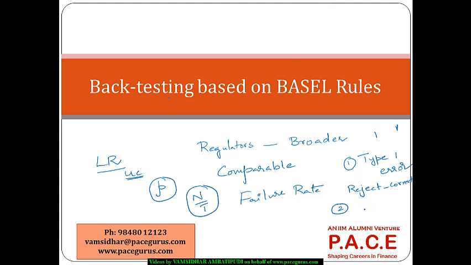But at the same time, there is a possibility of type 2 error, which is where I am passing, or not rejecting, those models which are incorrect. Even this is a very serious problem. Now these two need to be addressed for any of the Basel-based rules that are being set up.